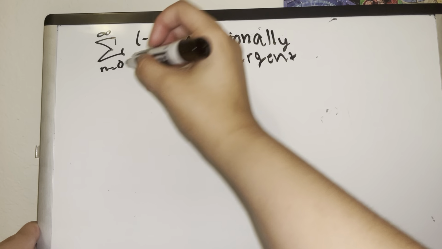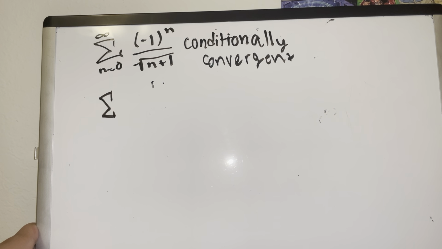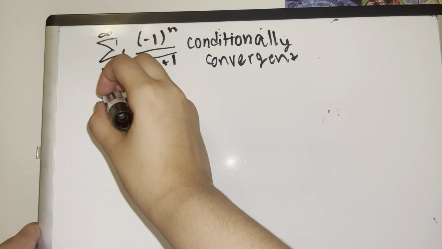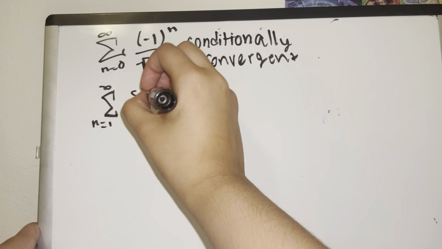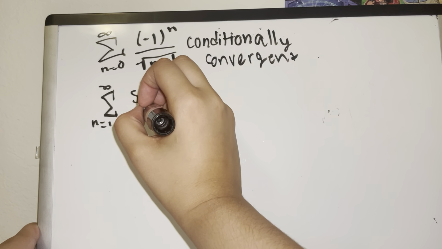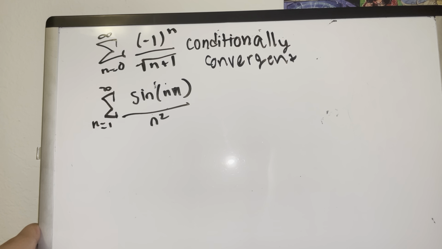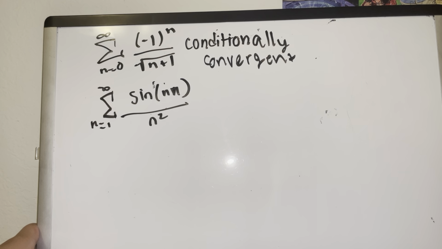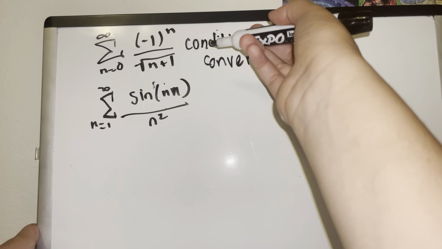For our next one here, we have the summation from 1 to infinity of sine of n pi over n squared. So sine of n pi is always going to be 0. So no matter what number we plug in, it's going to be 0.